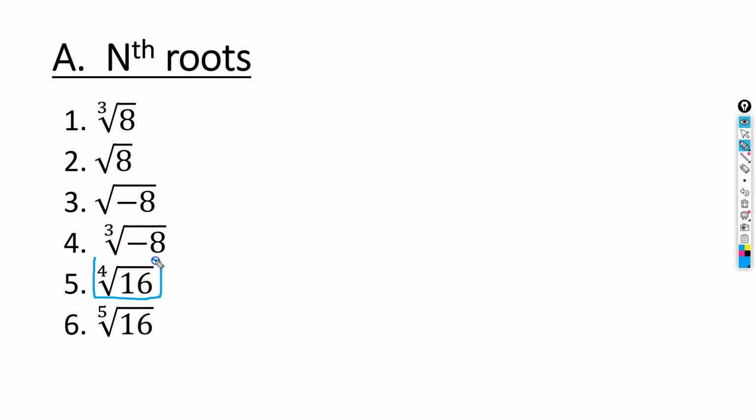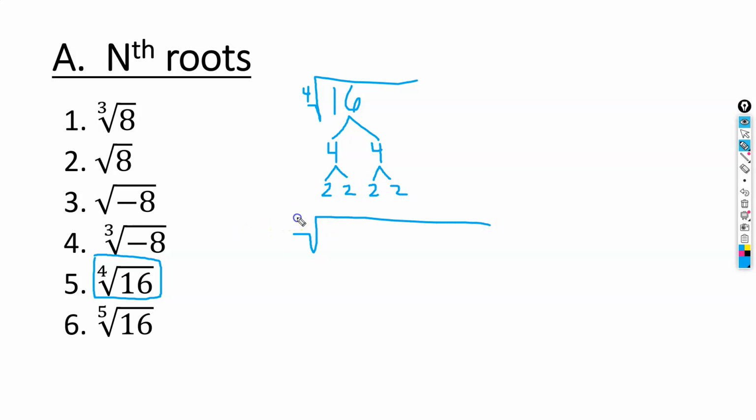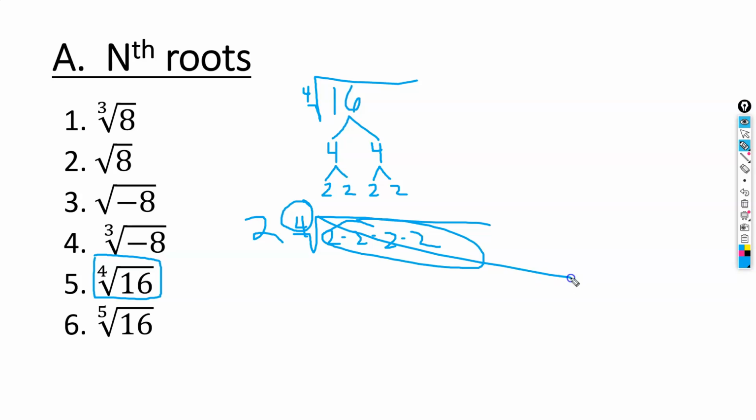So on number 5, as you guys can see, we're dealing with 16. And we also have a fourth root. And so that means that once I break this thing up, which let me go ahead and do that first, once we break that up, we're looking for a number that is being multiplied by itself 4 times. And in this case, that's what we happen to have. So I've got 4 twos. So for every group, I could put that number outside of the radical once and then cross off the group. And so this one's answer is simply 2.